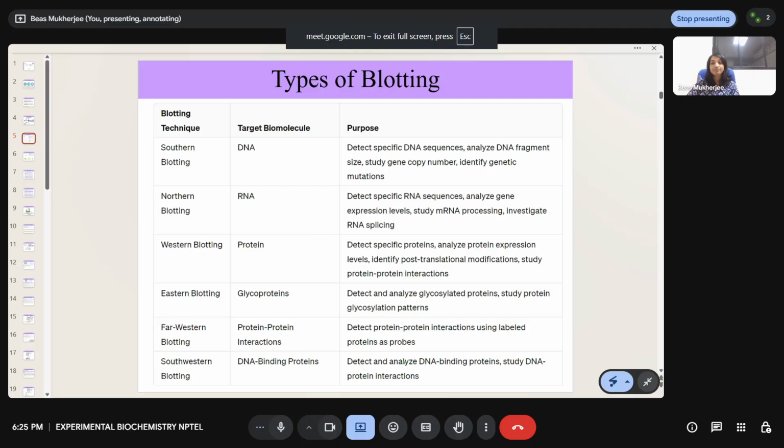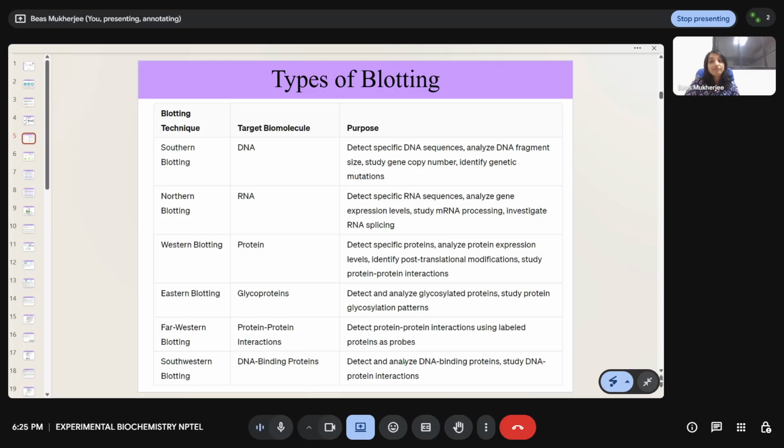Then we have Western blotting, which is used for detection of the target biomolecule protein. Detect specific proteins, analyze protein expression levels, identify post-translational modifications, study protein-protein interactions, detect and analyze glycosylated proteins, study protein glycosylation patterns.